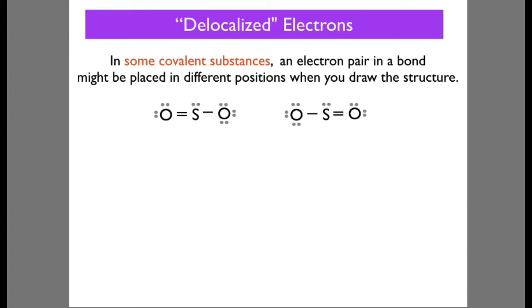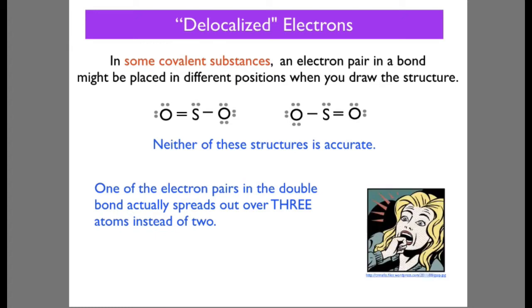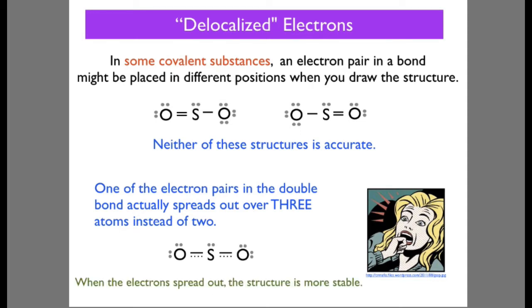In some covalent substances, an electron pair in a bond might be placed in different positions when you draw the structure. Neither of these structures above is accurate. Why not? Well, one of the electron pairs in the double bond actually spreads out over 3 atoms instead of 2. What? That's right. You can see here, this double bond has spread over all 3 atoms. When the electrons spread out, the structure is more stable.